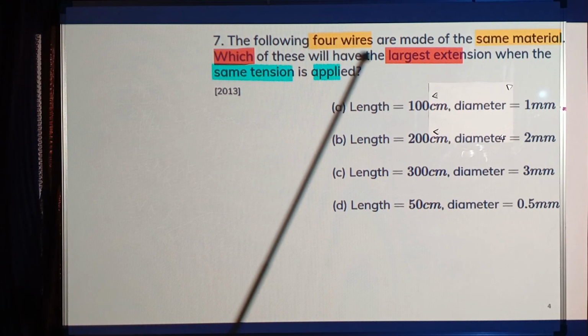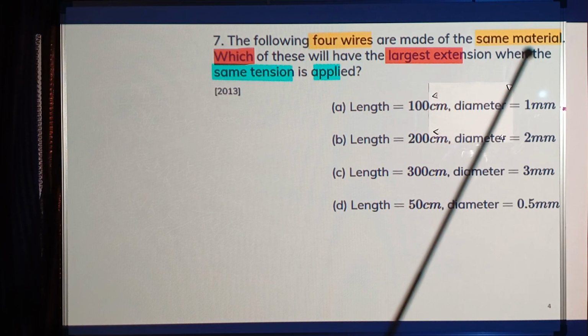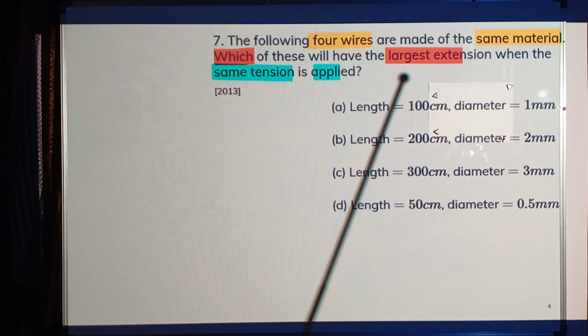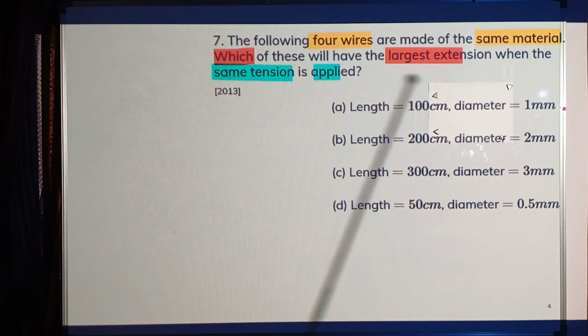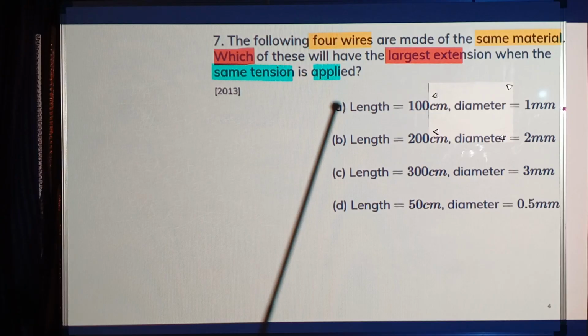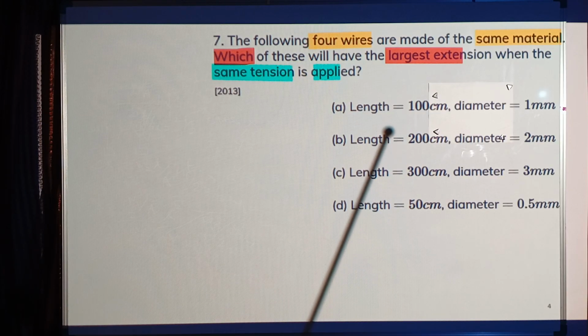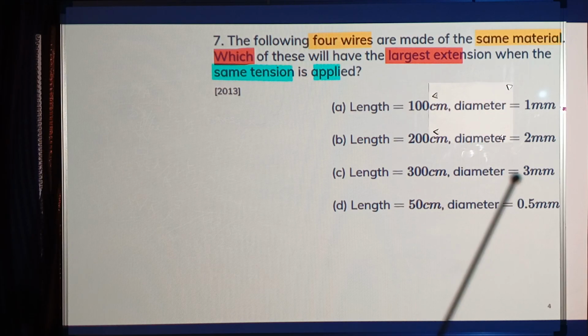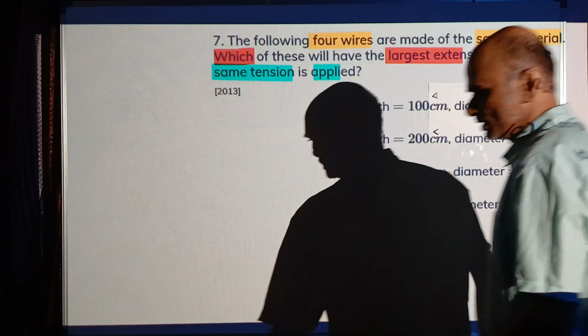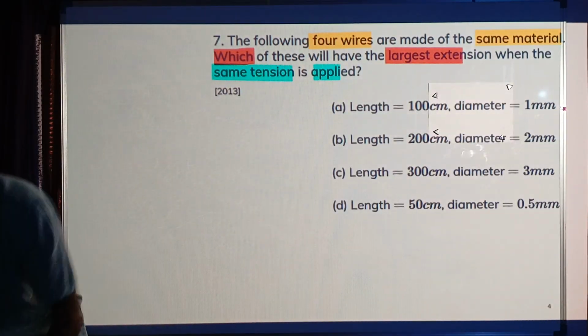The following 4 wires are made of same material. Which of these will have largest extension when same tension is applied? So different wires, material is same, length is different, and diameter is different. That is, the cross-section area is different. You can pause and run this question.